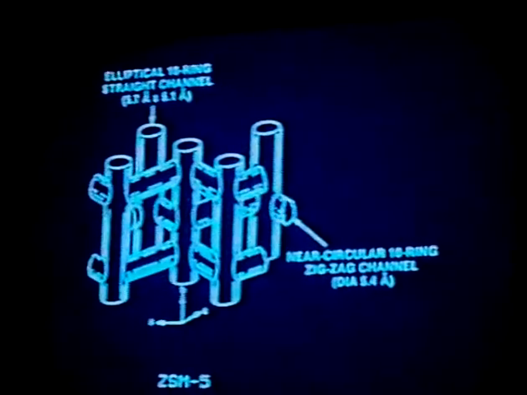The ZSM-5, as you remember, is a very high silica aluminosilicate crystalline structure, and it is presently used in several commercial operations, including Mobil's methanol to gasoline and xylene isomerization processes.